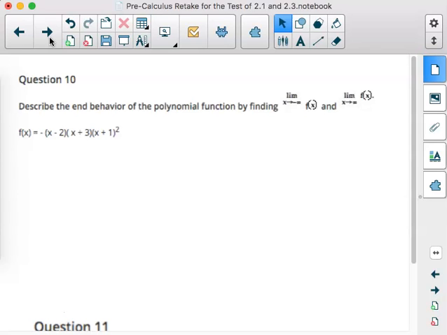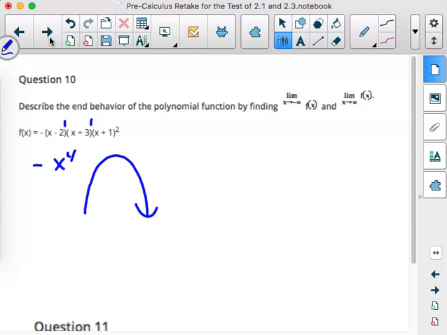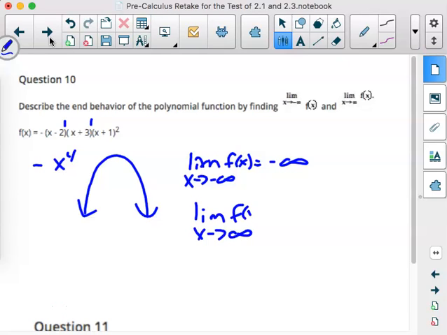And you did not have to go through and do all the multiplication on this one. Here's what you needed. You need the fact that it's negative, and this is x to the first, and x squared. So x to the first times x to the first times x squared, that's going to give you a negative x to the fourth, which is parabolic, and it goes downward. So the limit as x approaches negative infinity for f of x equals negative infinity, and the limit as x approaches infinity for f of x is also negative infinity.